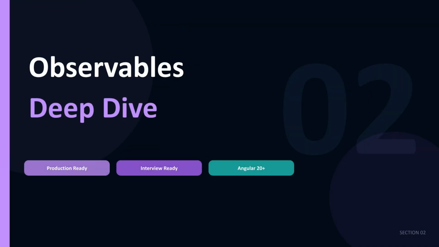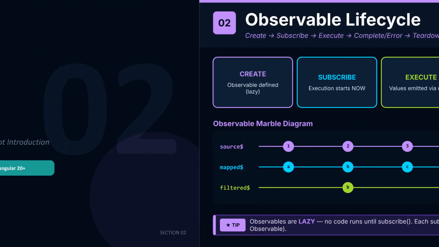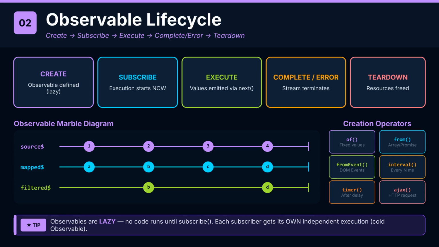Moving to Section 2, we have the Observables Deep Dive. Here, we'll examine lazy evaluation, the observable lifecycle, all creation operators, and an introduction to cold versus hot observables. Observable lifecycle consists of create, subscribe, execute, complete/error, and teardown. Observables are lazy. Execution starts only upon subscription. Execution emits values via next and terminates with complete or error. Teardown frees up resources. The marble diagram visually represents how sources are mapped and filtered over time. Remember, observables are cold, meaning each subscription gets an independent execution.